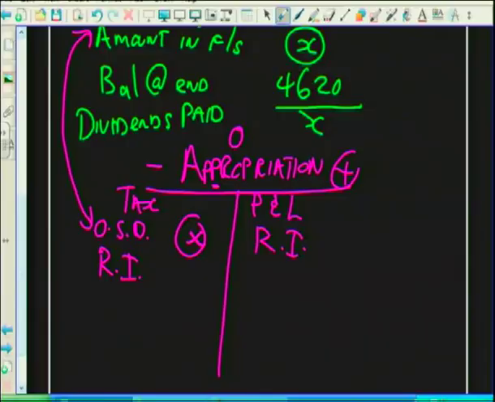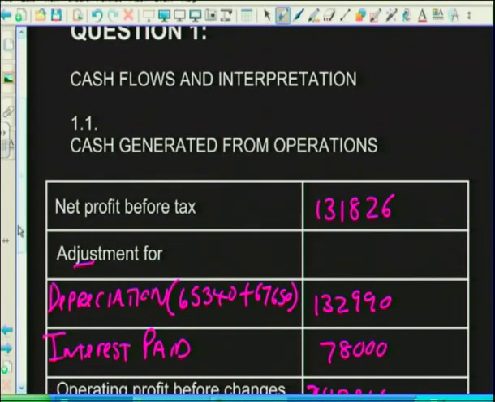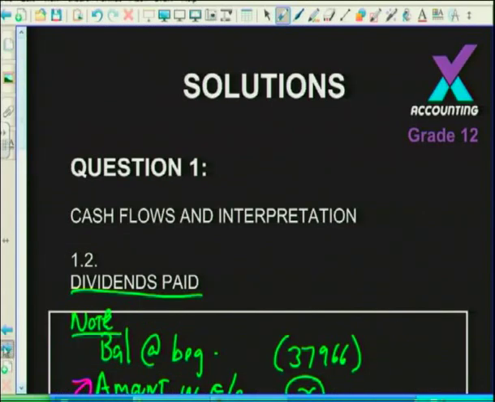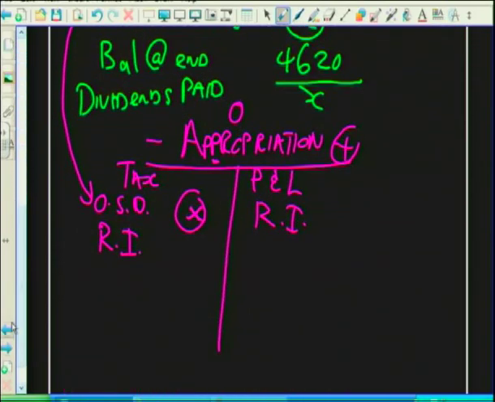Let's start off with net profit before tax. In other words, your profit and loss account amount. So let's now go to your net profit before tax. We came across this. There we go. There's that net profit before tax. So we're just taking that amount through. Okay, so my net profit before tax is an amount of 131,826. Now let's look at what is our retained income at the beginning of the year.